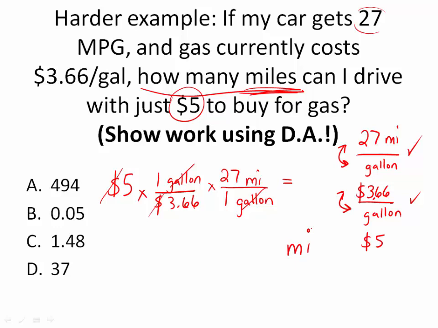And now with my calculator I can actually figure out what the correct answer is. So in my calculator I would type 5 times 27 divided by what? 3.66. 5 times 27 divided by 3.66 gives me my answer of 37 miles. So if I only have $5 to buy gas, I could drive a little under 40 miles.